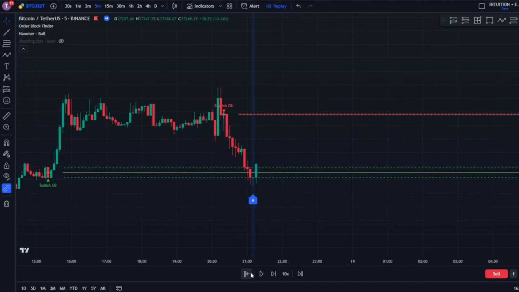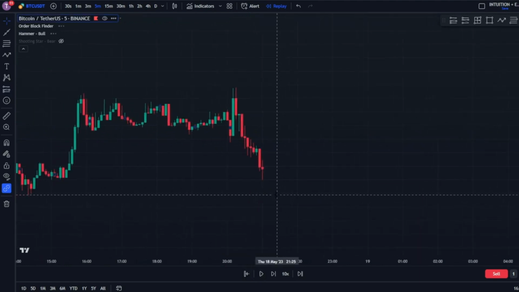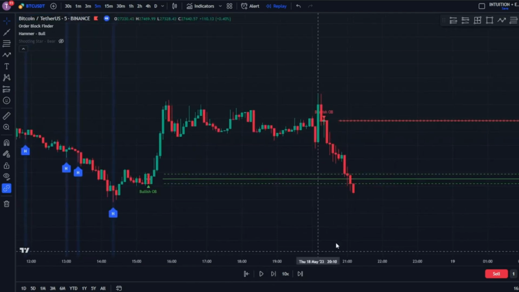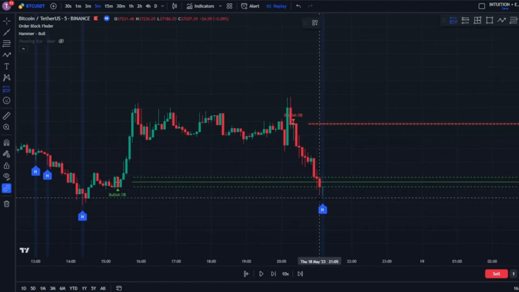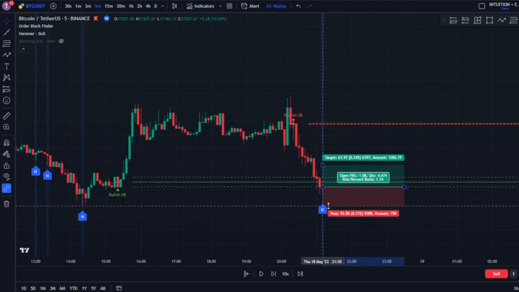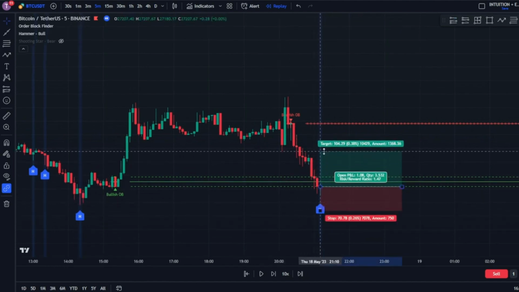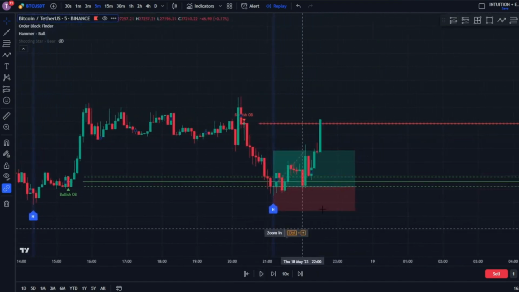Let me go one frame back. Here we have the formation of a hammer, and you only want to enter the trade after the candle closes. So we enter a trade there. You can put your stop loss below this recent swing low right here, and you can put your take profit at 1.5:1, and that is a winning trade.